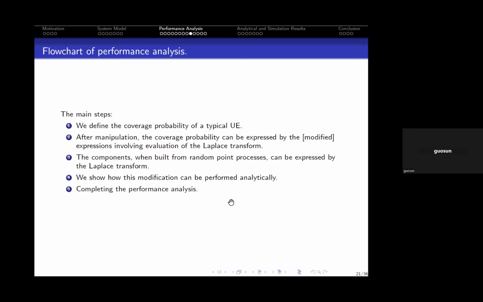The main step here is we are going to define what coverage probability is, and then we will do some very basic algebra manipulation, and you will see the coverage probability can be expressed by the modified function, and it can be directly evaluated by the Laplace transform. And these components in that formula can be expressed in the Laplace transform in the preliminary slide. And the main contribution will be the 4th step, where we show how the modification can be done analytically. Then you will come back to the first analytical result.